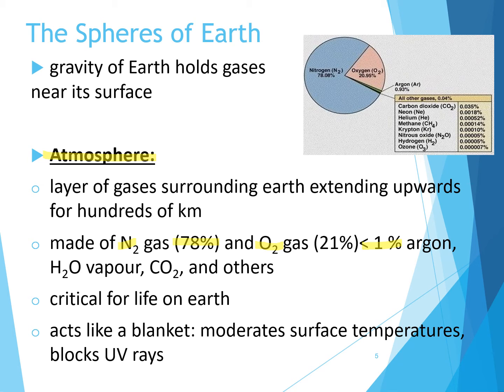So if it wasn't for this layer of gases, the Earth would be approximately minus 18 degrees Celsius. So that would be very cold for it being the average surface temperature. So the atmosphere definitely has a very important job, and it also helps to block UV rays from the sun.